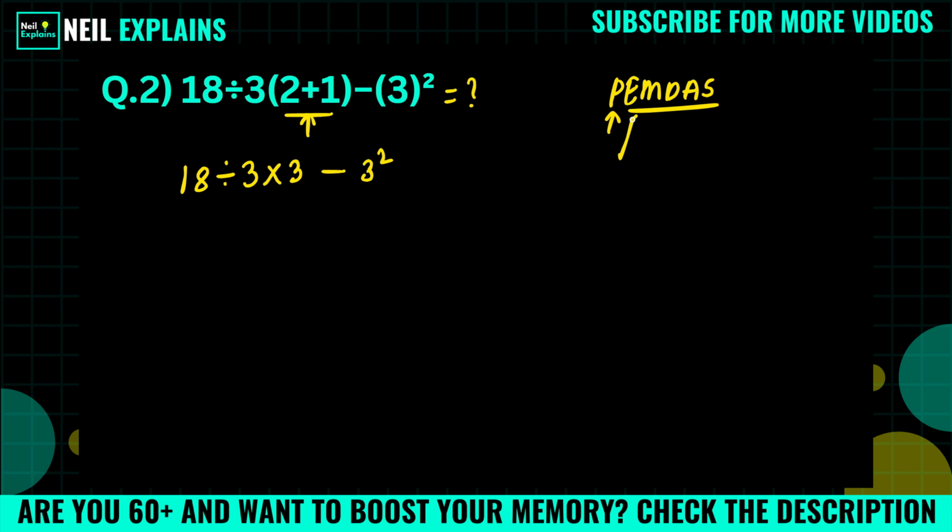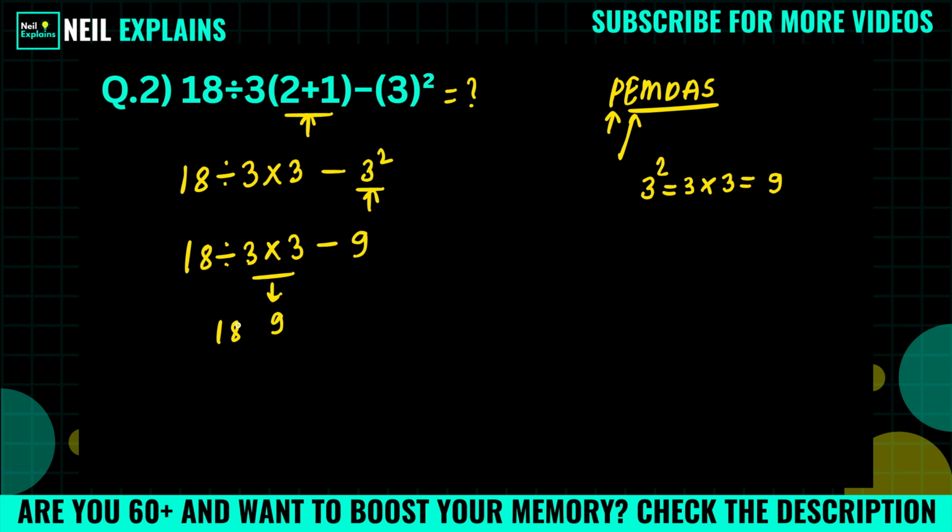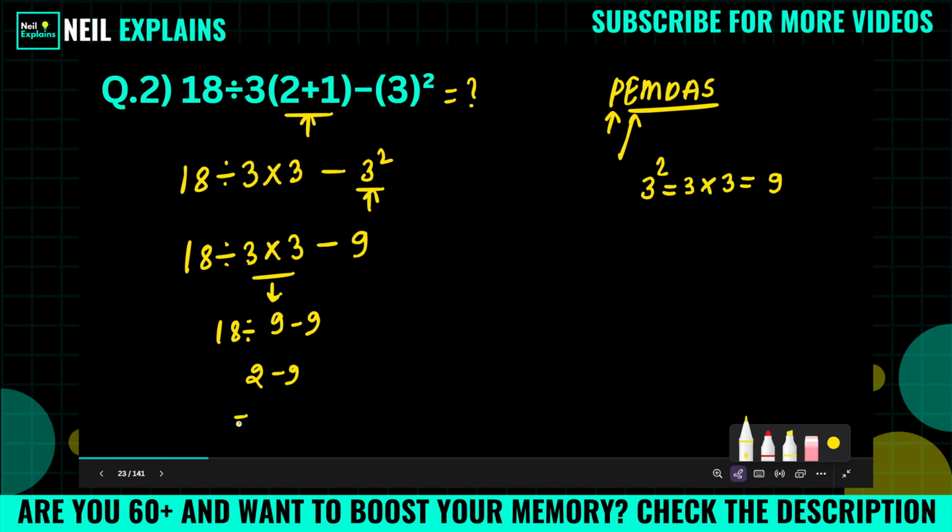In the next step we have to solve the exponent, this part. So we will write again 18 ÷ 3 × 3 minus 3 squared, which will be 3 times 3, which equals 9. So we will simply write 9 here. And if you think 3 times 3, that is equal to 9, and 18 divided by 9 is 2, minus 9, and the ultimate answer is minus 7, then you are wrong.